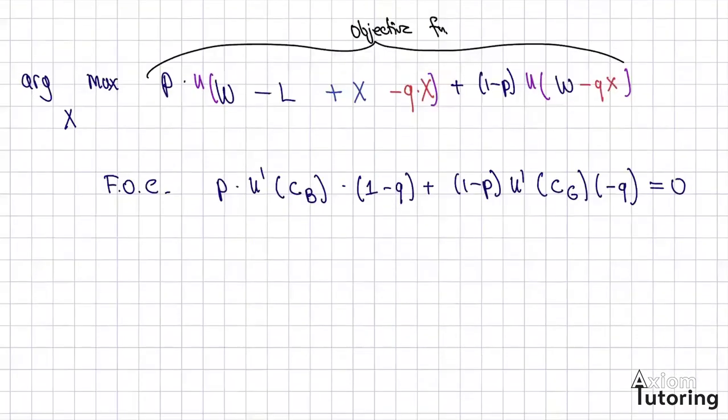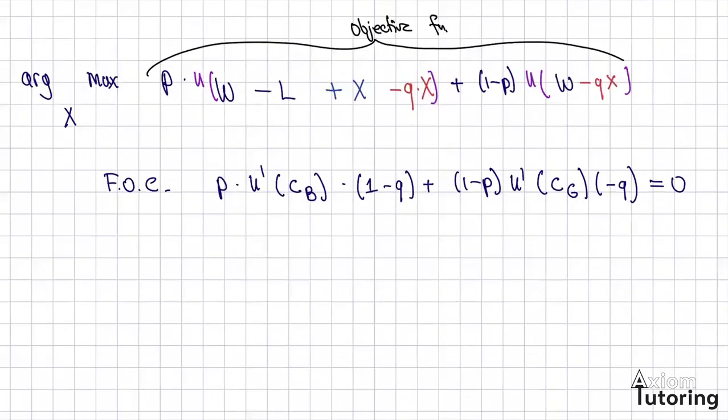And remember, because we're dealing with a globally concave function, this condition is both necessary and sufficient. And we know that the value of x will affect both the consumption in the good state and the consumption in the bad state. If I have the value of x, I have everything else. I know the wealth, it's a parameter given to me. I know the loss, it's a parameter given to me. I know the q, it's a parameter given to me, so I can find everything.